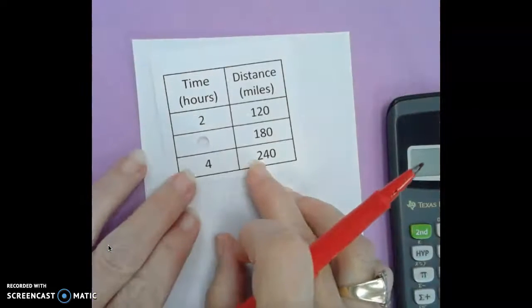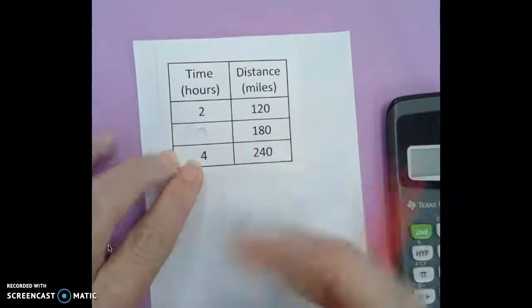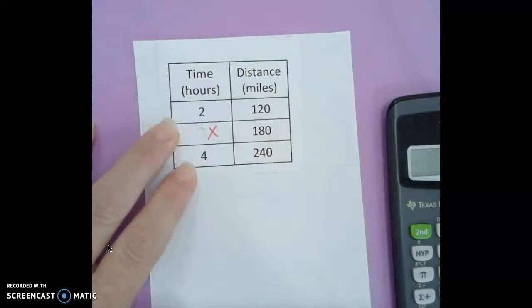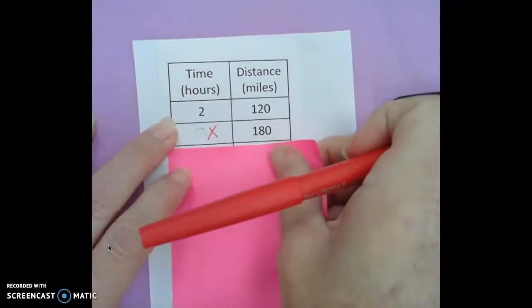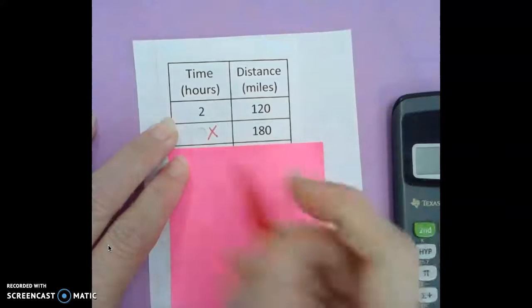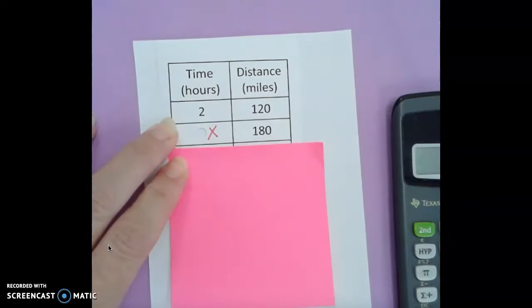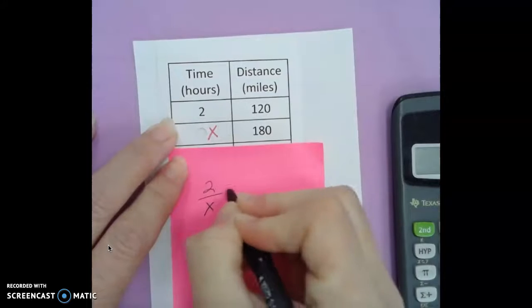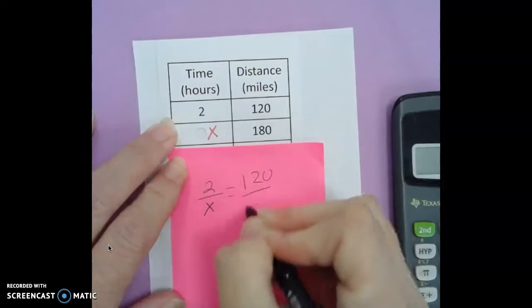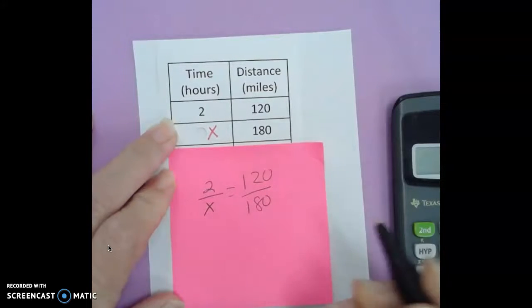Okay, let's try another one real quickly. Oh, I can't pick up my paper. Okay, this one, similar table, and we're going to say that we want to figure out what is x. Well, if you want to cover it up again, you can. If you don't want to look at that part, we can cover that up, and we got 2 over x. Get a different color. 2 over x equals 120 over 180.